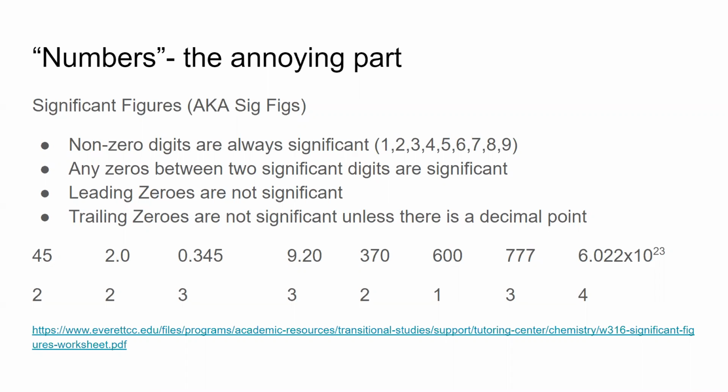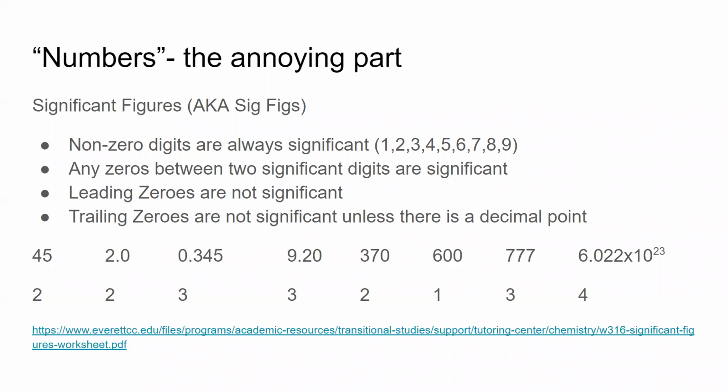are always significant, which is, in case you didn't know, 1, 2, 3, 4, 5, 6, 7, 8, and 9. Those are all non-zero digits, and yeah, they're always significant. Any zeros between two significant digits are significant. Like 101, that zero would be significant because it's between ones, and ones are significant.